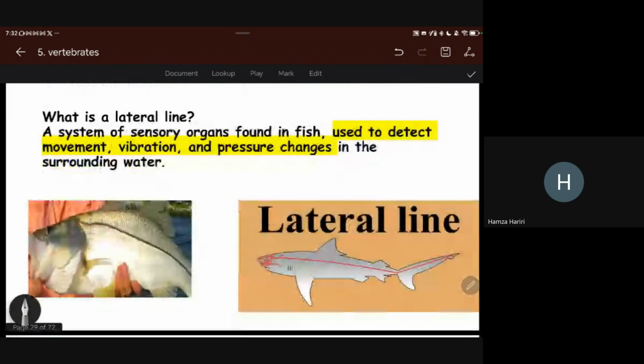We have something called the lateral line. What is the lateral line exactly? It is a system of sensory organs. They are organs that can sense on a high level, and they're found in fish. They're used to detect movement, vibration, and pressure changes. So it is a sensory organ that helps it detect anything in its surrounding, whether it's movement, vibration, or pressure.